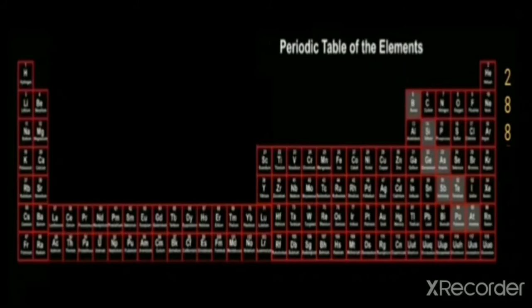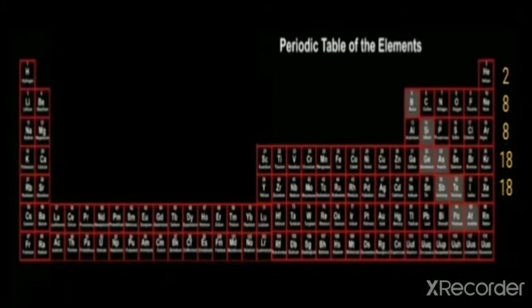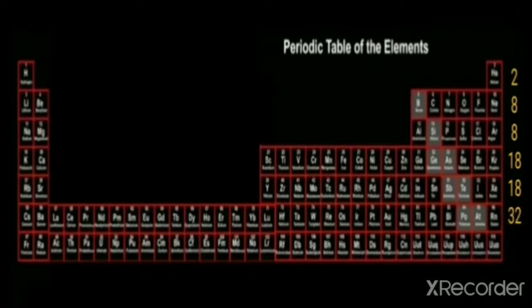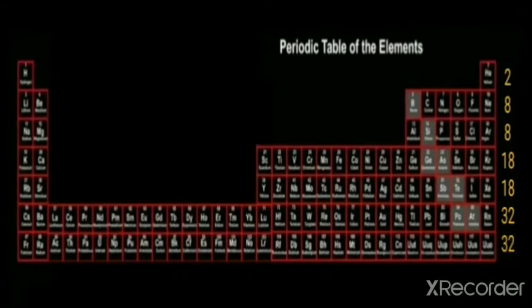Here, how many elements are there when you count? There are 18. Similarly, in the next also 18. In the other two, we can find 32 elements are there.